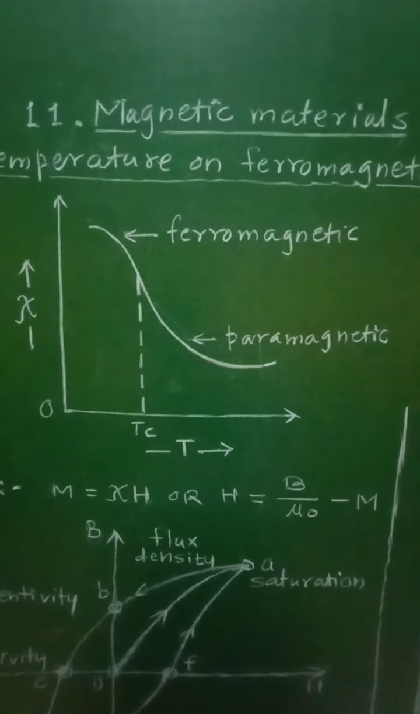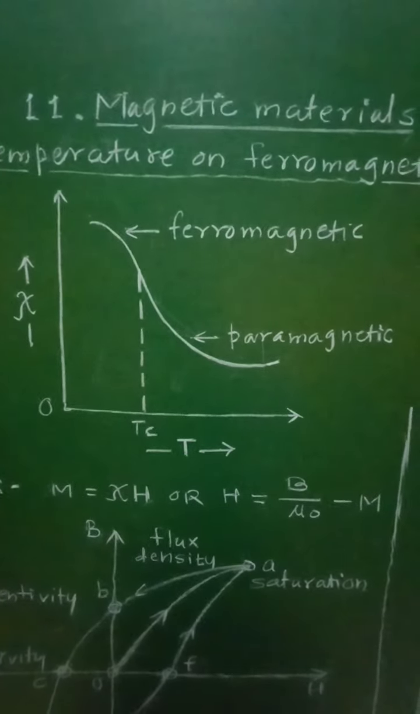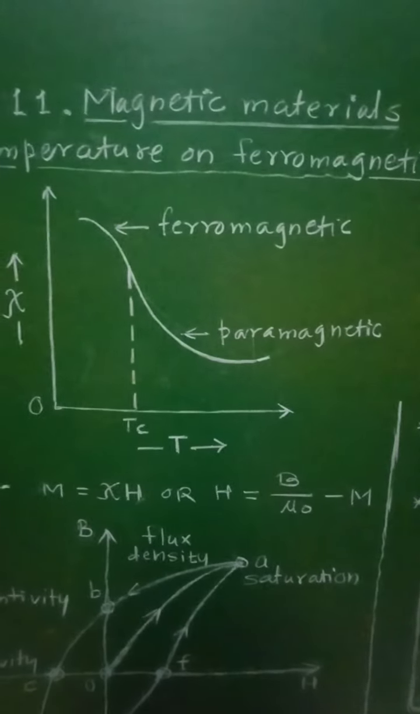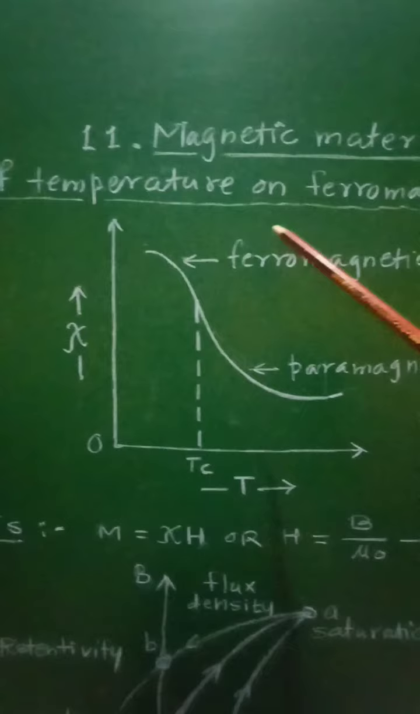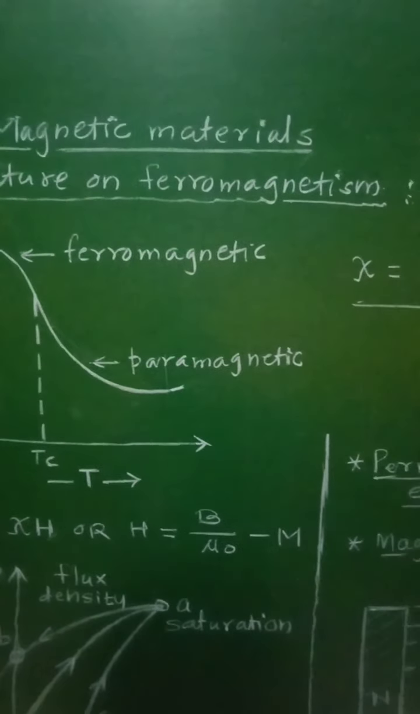Class 12th, Subject Physics, 11th chapter, Magnetic Materials. From the chapter, let us see the effect of temperature on ferromagnetism.